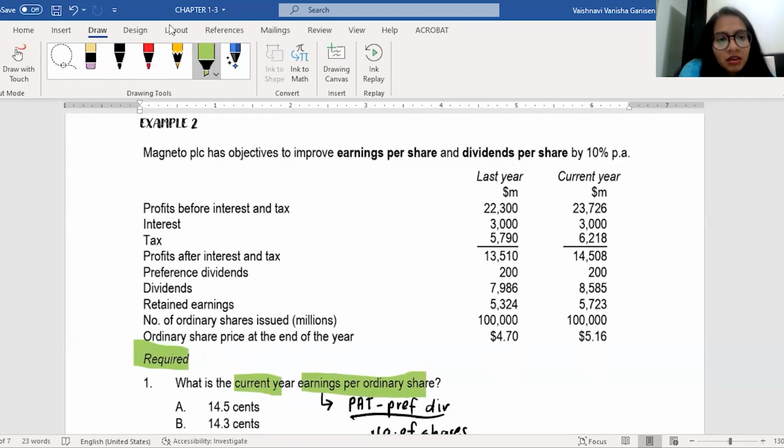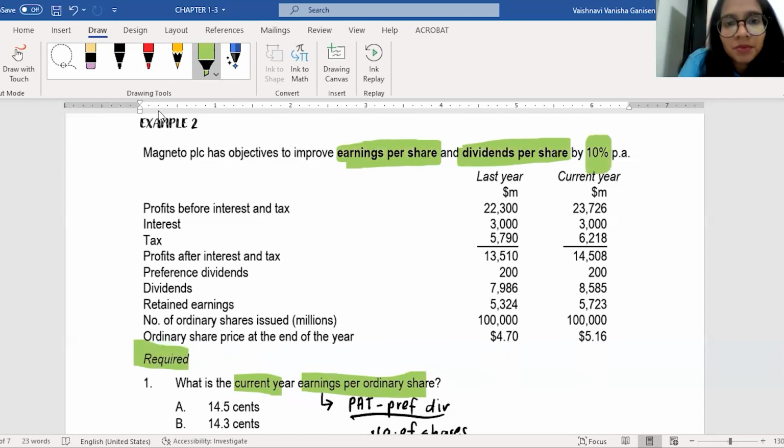Now, example 2. Again, I just repeat, this is a BPP extracted question. So Magneto PLC has objectives to improve EPS and DPS by 10%. So this is your objective. You want to try to improve the EPS and the DPS by 10% per annum, right? Now he has given you PBIT, interest, tax. Okay, be careful of the preference dividend. Remember, I told you students normally forget the preference dividend. Now, ordinary shares are given and the share price has also been given.